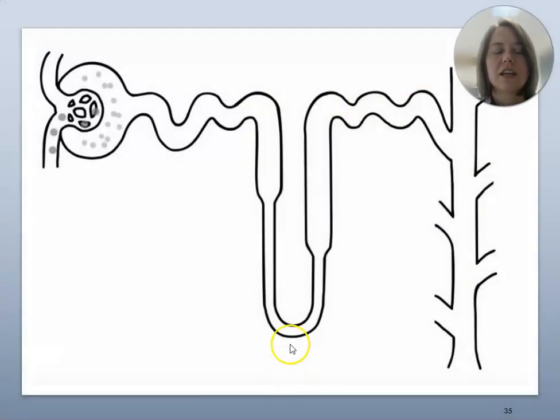This is Human Biology, Chapter 22 on the urinary system, Part 3. And we're going to start out today labeling the nephron. So please find a worksheet that looks like this. If you don't have one, then make this in your notebook.